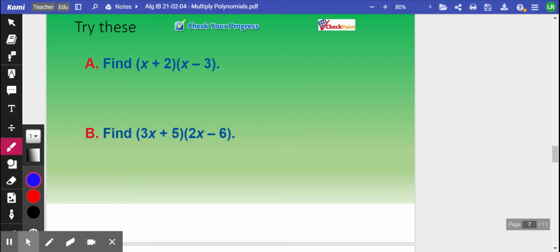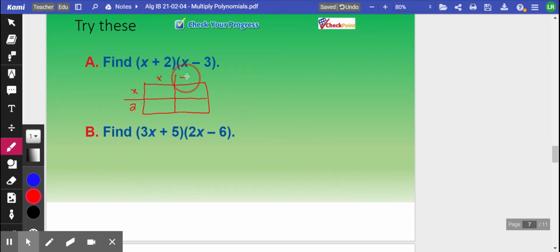Okay, let's go ahead and look here. This first one, 2 things times 2 things. So I'm going to make my 2 by 2 box. My x plus 2 I'm going to put on the side, and my x minus 3 I'm going to put on the top, and I'm going to do my multiplications. So x times x is x squared. X times negative 3 is negative 3x. And I'm done with that one.